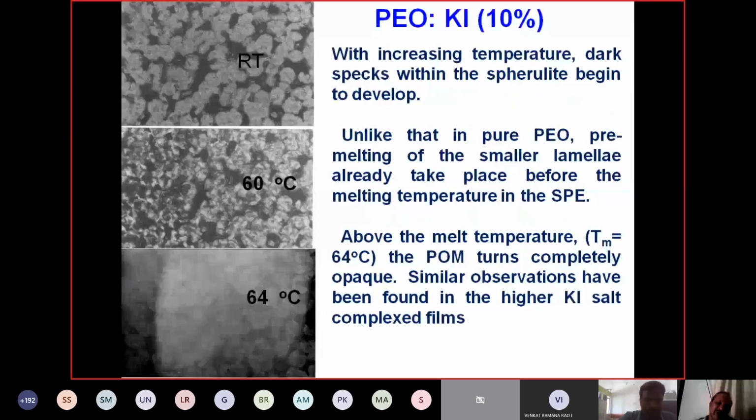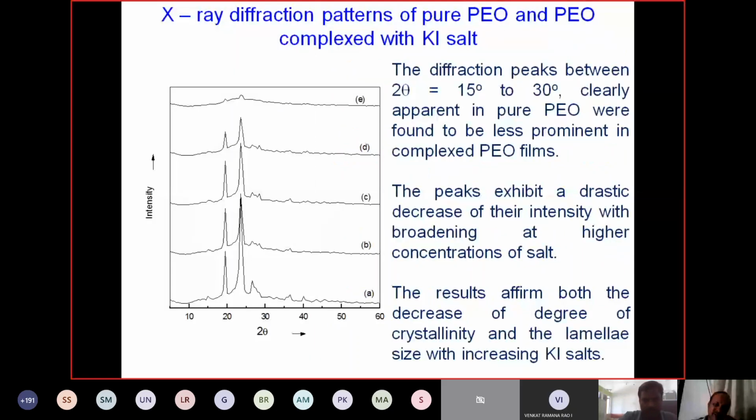Okay, you see here. What we observed in the optical micrographs, we can see clearly in this X-ray pattern also. You see here, this figure A has the peaks, which show the crystalline nature of the pure polymer. When we added salt, like 5%, 10%, 11%, etc., you see here the peak intensity is decreasing, and the peaks are widening. Finally, at higher concentration, the peaks are totally diminished. That means the semi-crystalline nature is changing into the amorphous phase. That means the salt itself changes the structure.